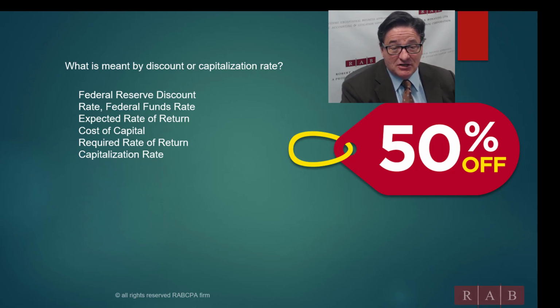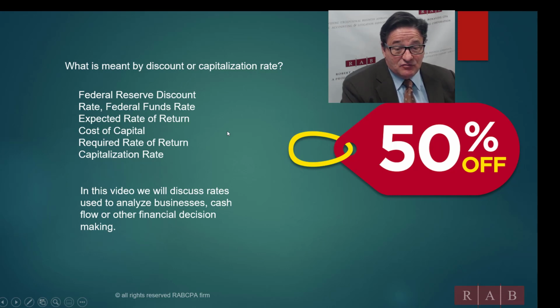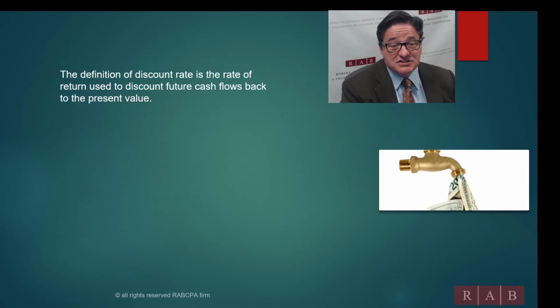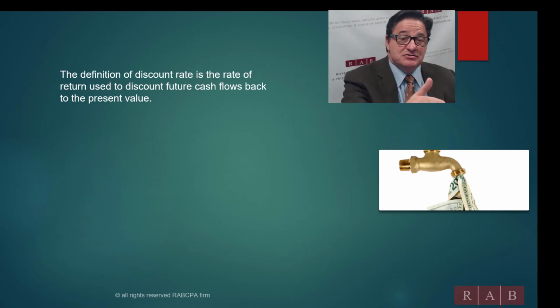But expected rate of return, cost of capital, required rate of return, and capitalization rate, these are all really derivatives of discount rate. And hopefully you get a little better understanding of why and how. I'm going to give you an example later on in this video of why. This video really discusses rates used to analyze a business's cash flow or other financial decision making. The definition of a discount rate is a rate of return used to discount future cash flows back to the present value. If you are going to make an investment or look at an analysis, you want to take what's going to happen in the future and discount it back, and you can make a decision whether it's profitable or not.